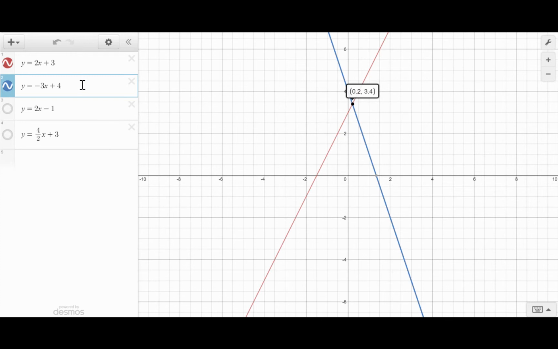Now, there are two other possibilities. We have these two lines, they intersect, great. But we could also have two parallel lines that don't intersect. And of course here, we would have no solutions.